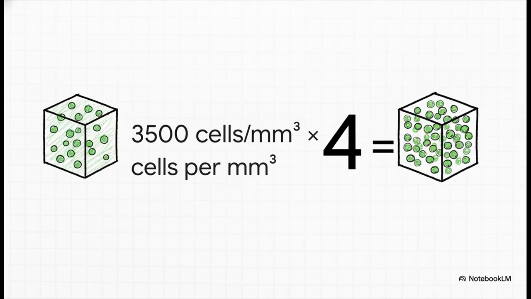And for the final step, we just have to reverse that dilution. We take our diluted concentration of 3,500 and we multiply it by our dilution factor of 4, and this will give us the true concentration back in the original pond water.